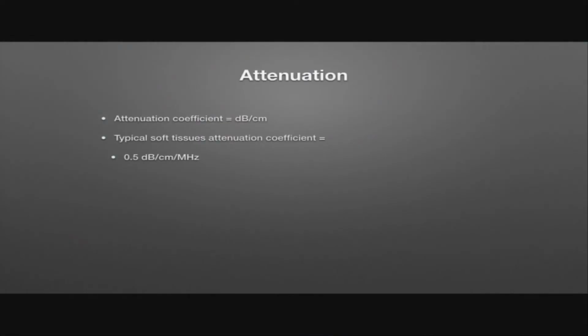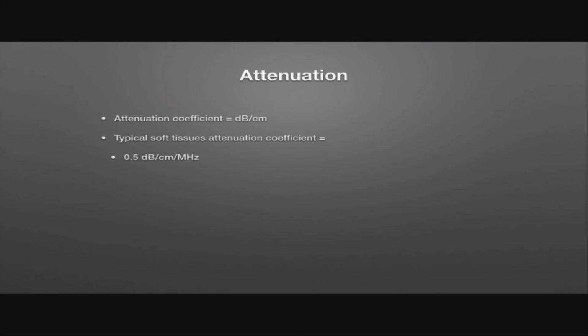The attenuation coefficient, as we describe it, is how the intensity varies with centimetres travelled. And so the attenuation coefficient is measured in decibels per centimetre. Typical soft tissue attenuation coefficient is about 0.5 decibels per centimetre per megahertz.